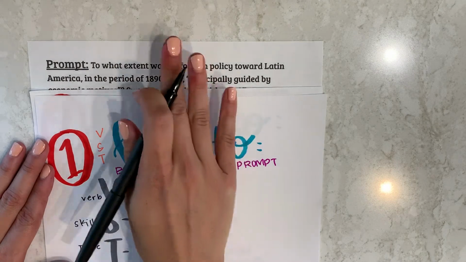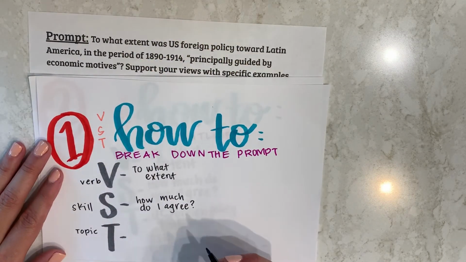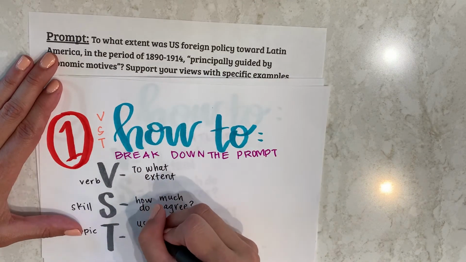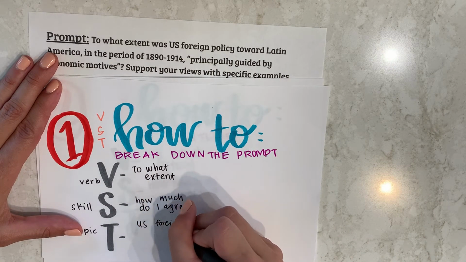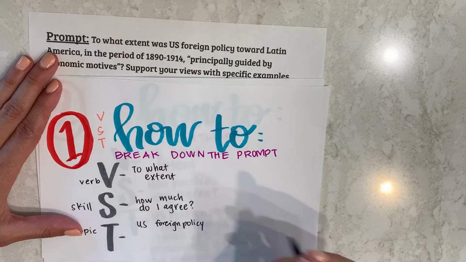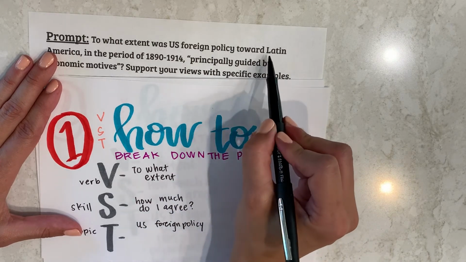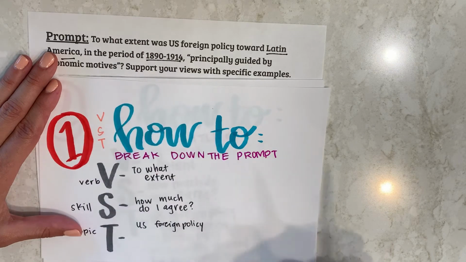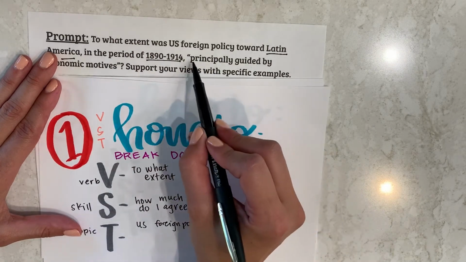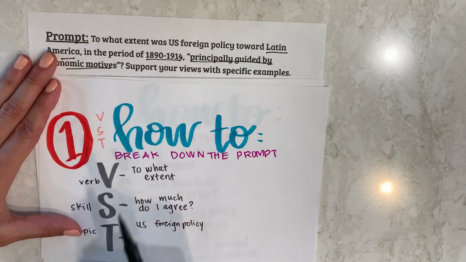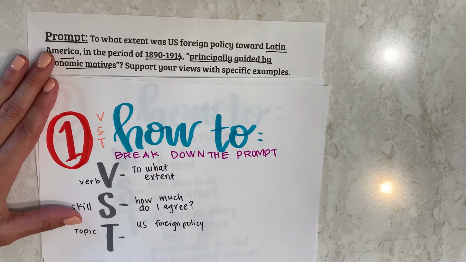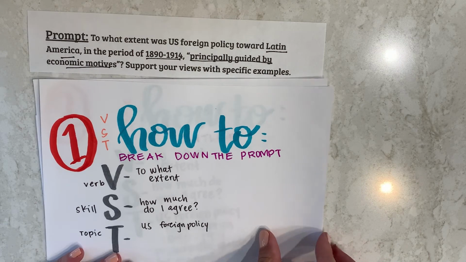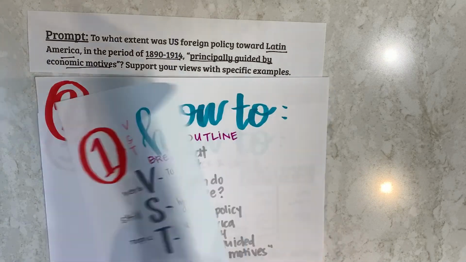Last but not least is going to be the T, the important words. Some of the important words I'm going to pull out and add here is U.S. foreign policy. I'm not going to write these all just for the sake of time, but I would also think it's important to have Latin America, the date range, because if you go before or after that, it's simply not relevant. And then this is going to be important as well, because that is exactly the statement you're asking yourself to what extent you agree with. So that was step one, breaking down the prompt.